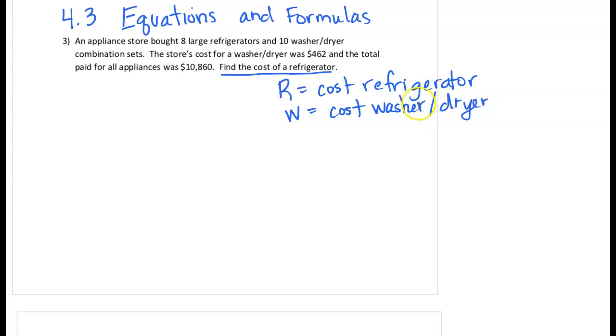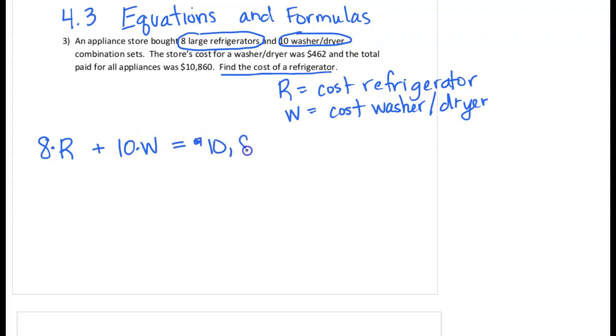Okay. Let's set up an equation. So the first part they said is we have an appliance store. They bought 8 refrigerators and 10 washer dryers. So I'm going to start out with 8 times the cost of the refrigerator to get me my total price paid for all refrigerators. And I'm going to add to that 10 washer dryer combos, so 10 times the cost of the washer dryers. And when we put all the refrigerator costs together plus all the washer dryer costs together, we get a total of $10,860. That was right there.